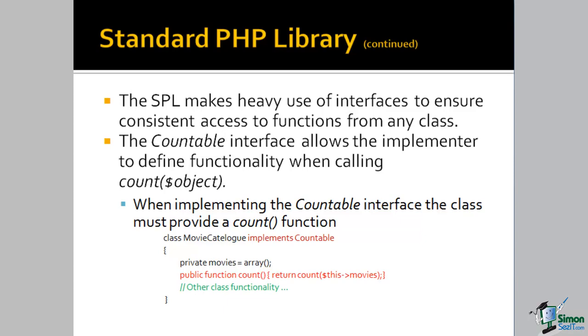So here in our example, we have a class movie catalog that implements the countable interface. And notice that we have a function named count. That function is defined in the countable interface. We are required to define that function within our class. Again, there is nothing that requires us to implement it in one way or another.